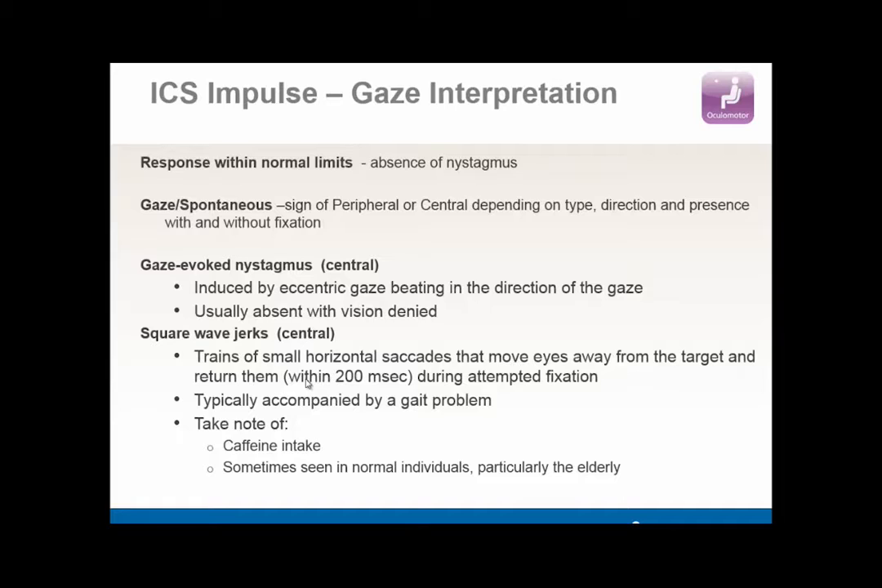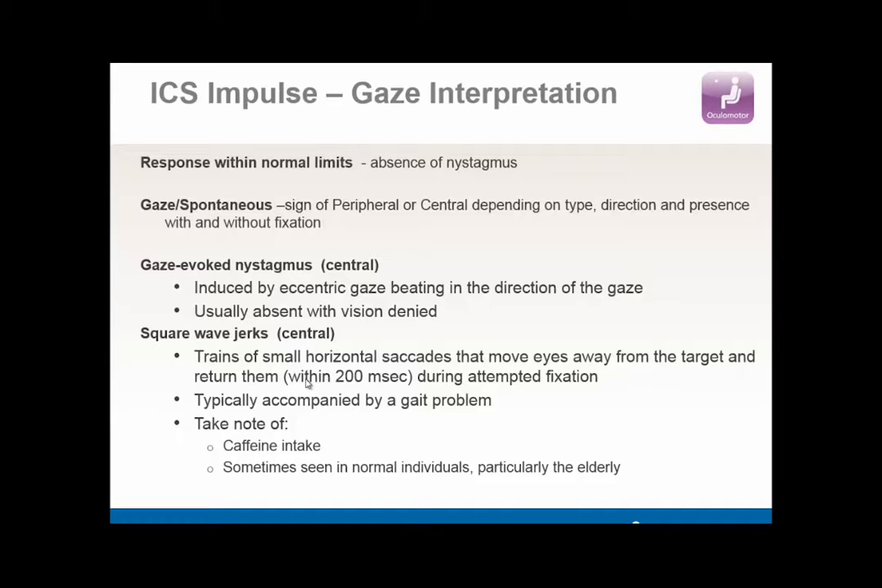Regarding gaze nystagmus, there's lots of different types of gaze nystagmus. So first you can have gaze-evoked nystagmus, and this is central. And this is induced by eccentric gaze beating in the direction of the gaze. So if you're looking left, it's left beating. If you're looking right, it's right beating. And usually this is absent with vision denied.